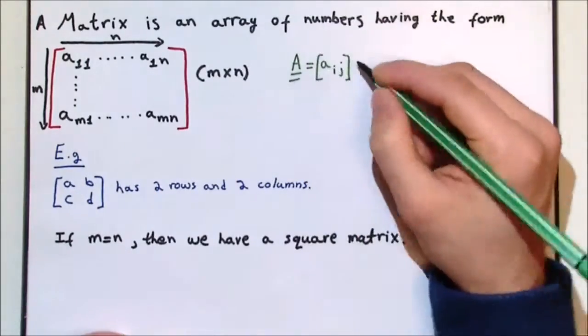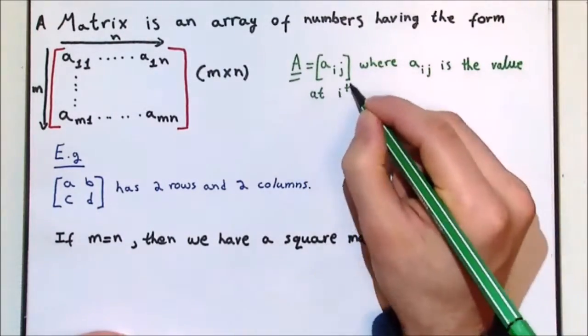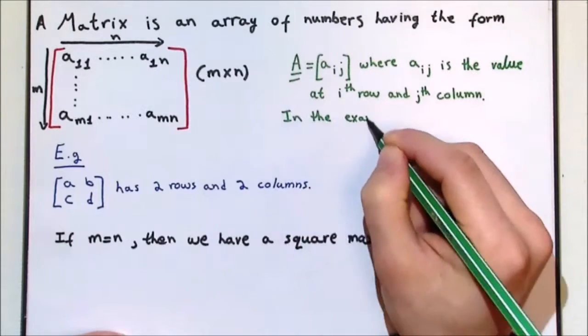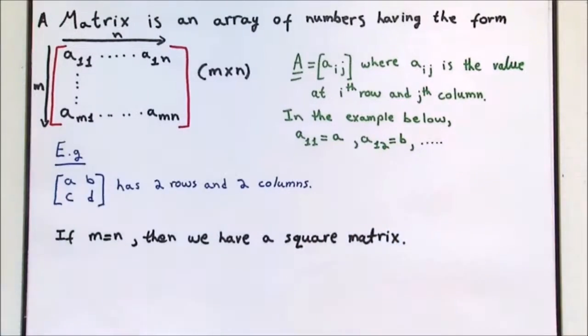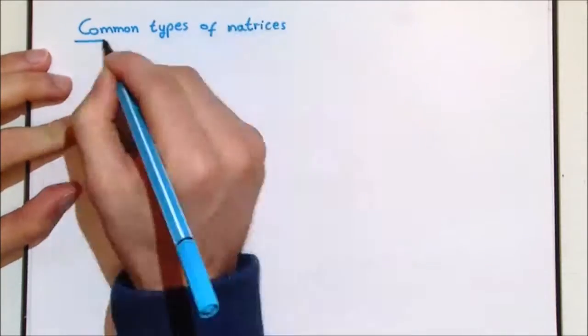Another form for a matrix is where A is equal to [Aij], in brackets, where Aij is the value at row i and column j. Are there any specific types that I should know about? As a matter of fact, yes.